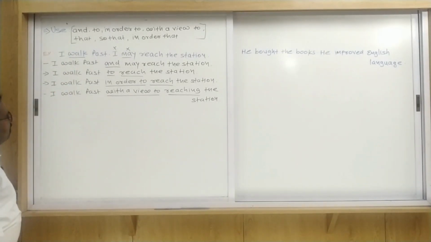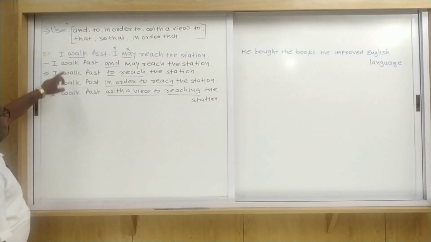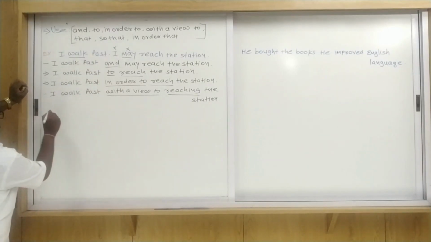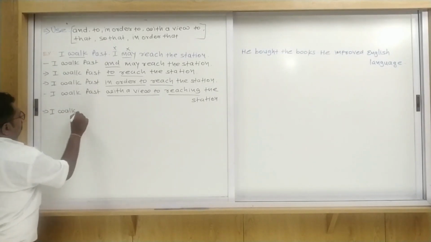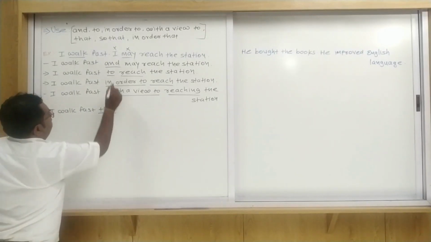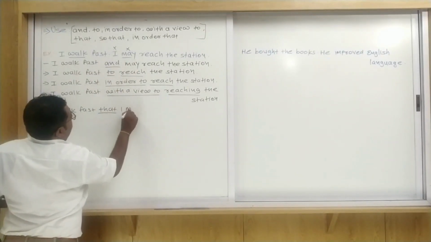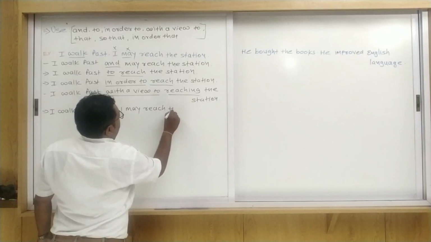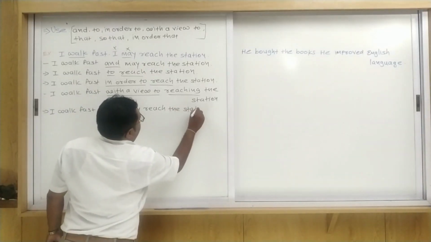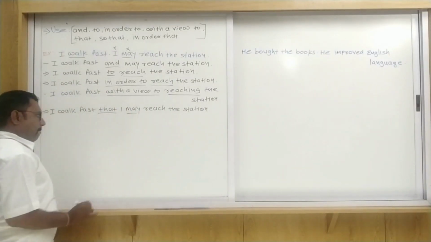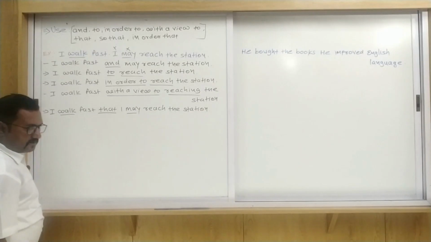Okay, now I use that. So when we use that, first of all we try to note it. The first sentence is about present tense. So after that we use present tense. I walk fast that I may reach the station. Okay, I use here may because simple present is given.